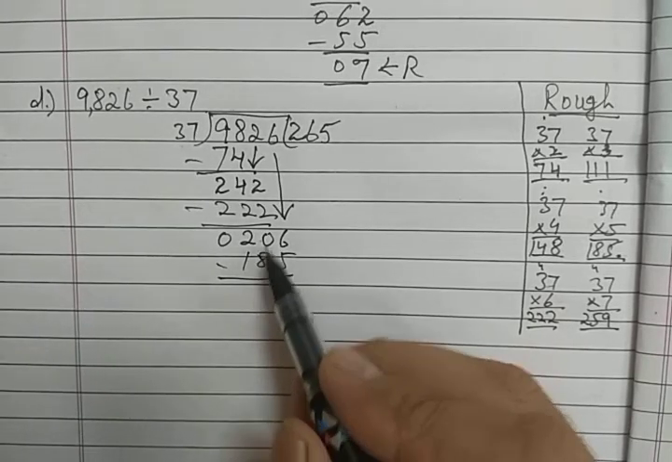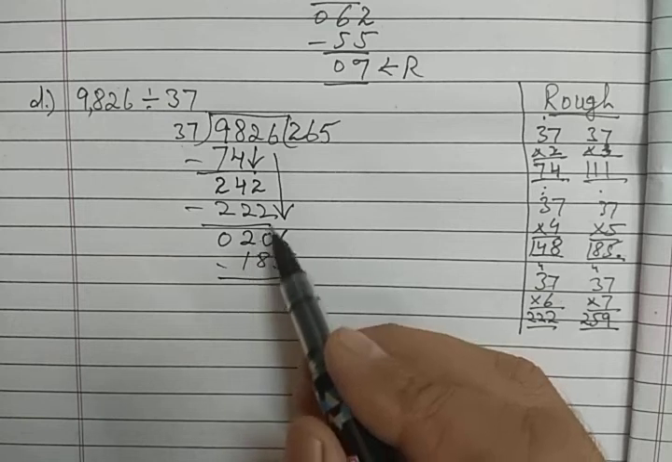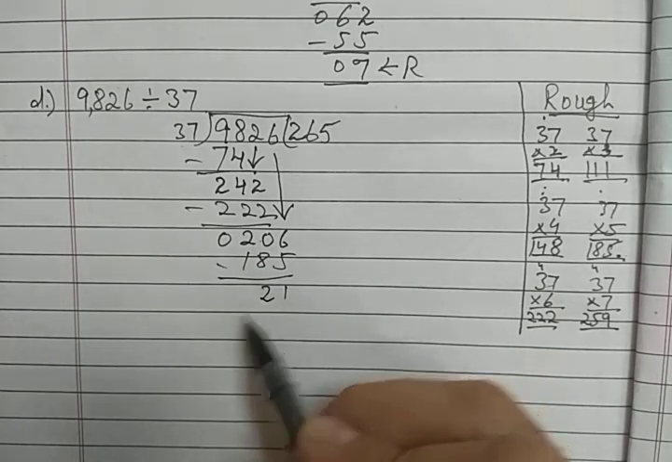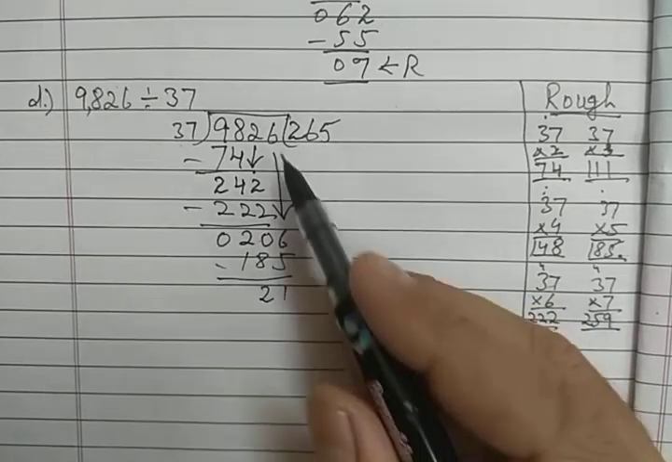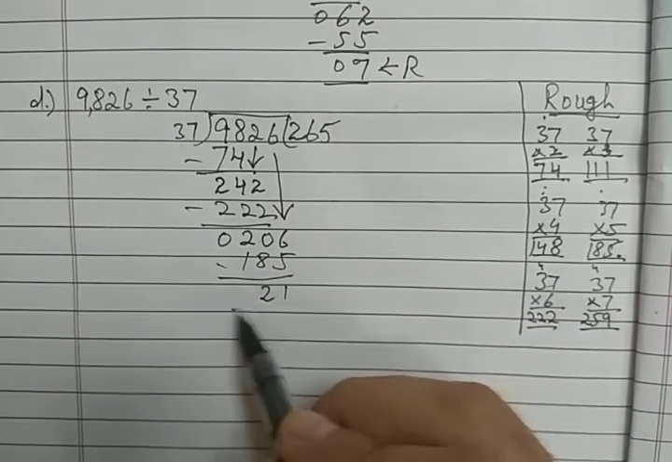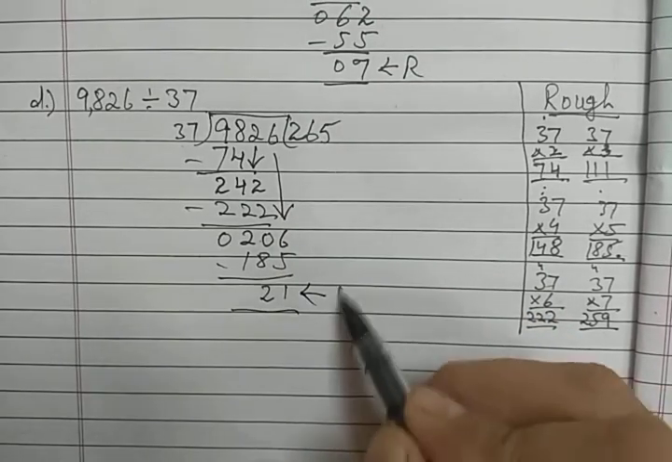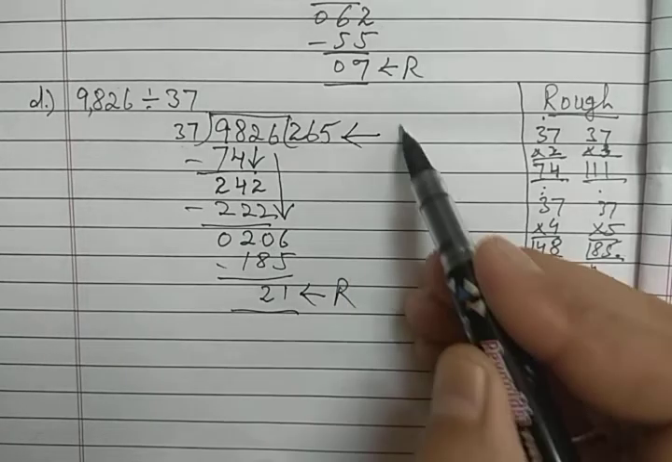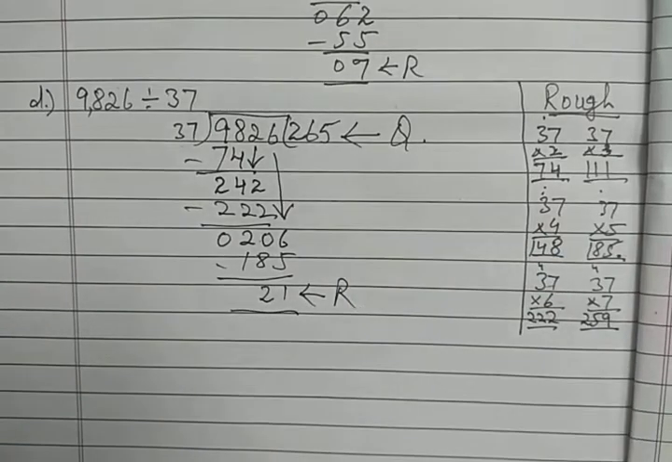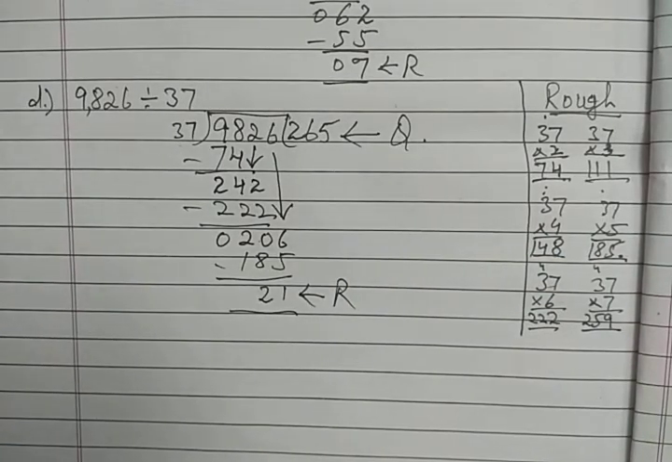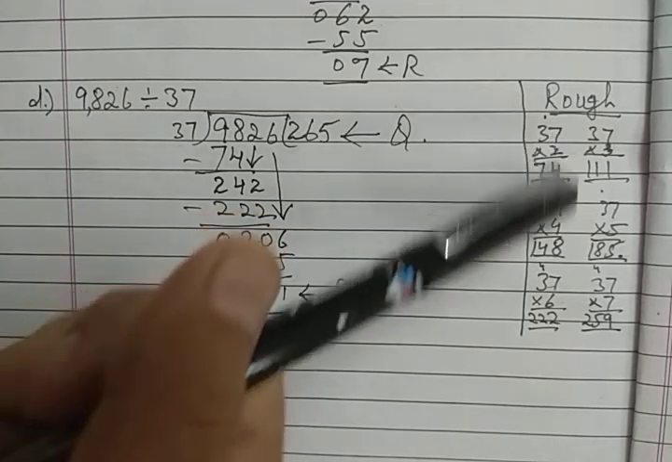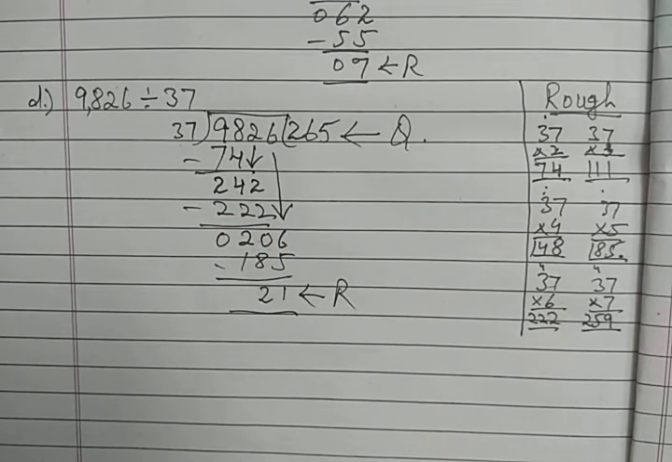Here is 1. We'll borrow from here, it will become tens, so it is 21. Now there is no other digit left to come down, so this is the remainder and this is our quotient. So in this way you can divide a 4-digit number by a 2-digit number by making the multiplication table on the right side.